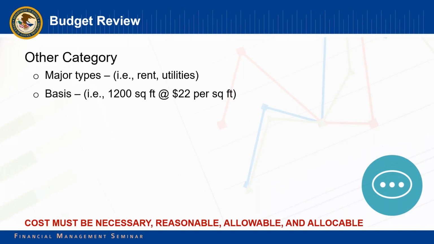The next category is the other category. Generally in the other category, this is where you will put things such as rent, telephone services, janitorial or security services, your utilities. You want to make sure that you list these costs out in detail. You want to show the quantity for each item, the basis used for the calculation, any monthly rates, the basis could be square footage, and the length of time if applicable.